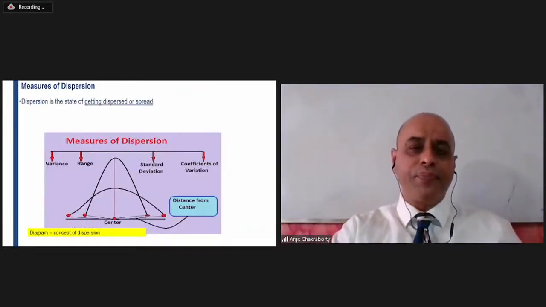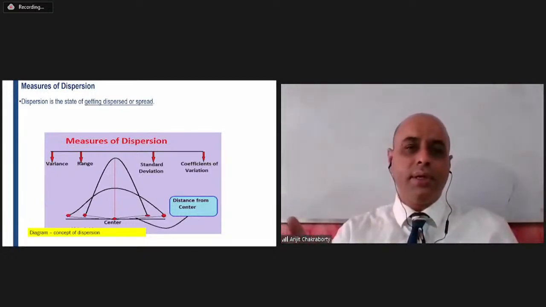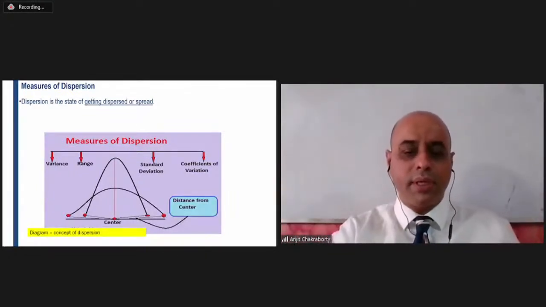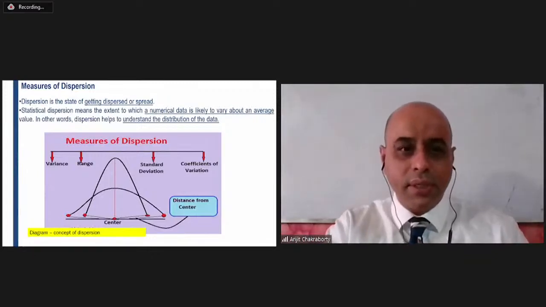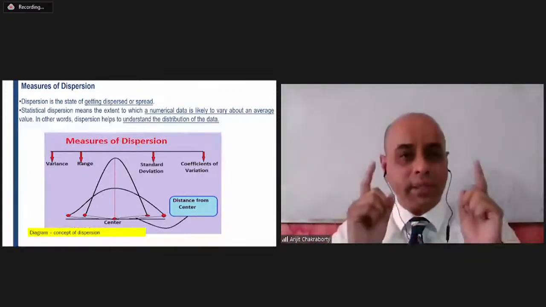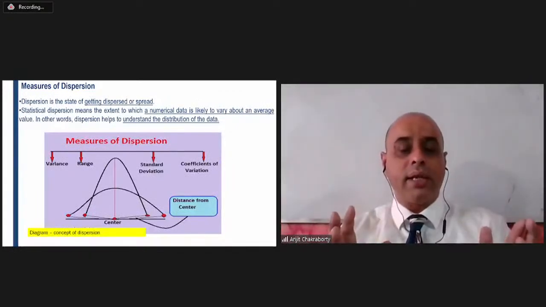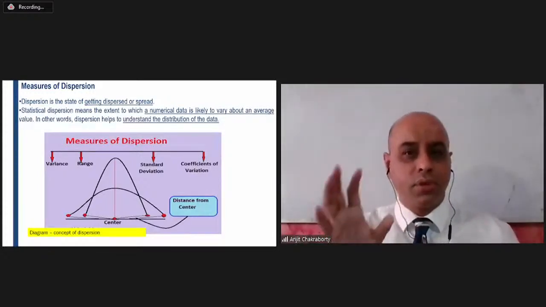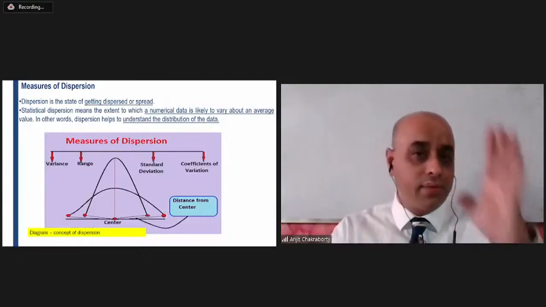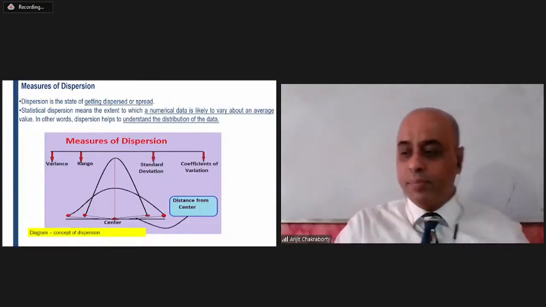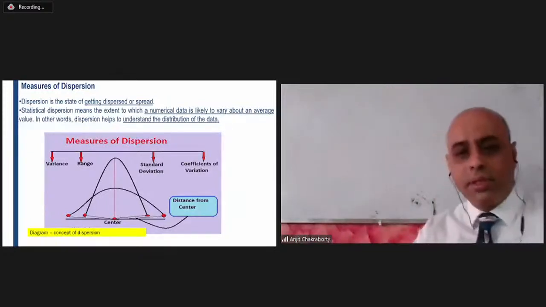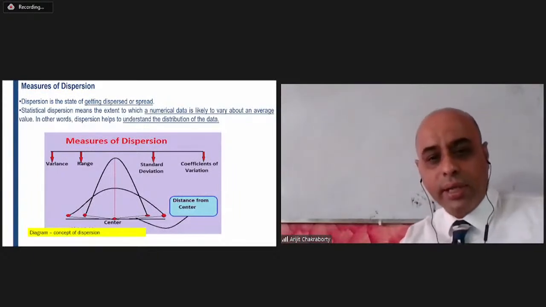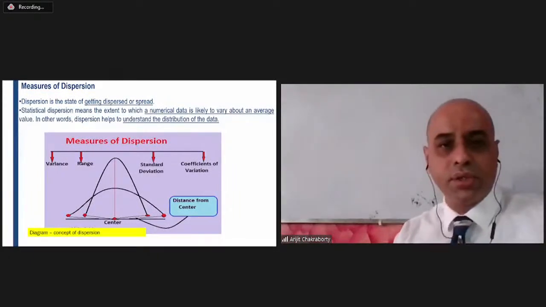So dispersion, the word dispersed is spreading out. So observations are spread out. That means they are scattered. So statistical dispersion, what does it mean? It means the extent to which numerical data is likely to vary in terms of value. So how scattered the distribution is and how scattered the observations are from the mean. For example, you can see in this slide that certain measures of dispersion include variance, range, standard deviation, coefficient of variation, and so on.